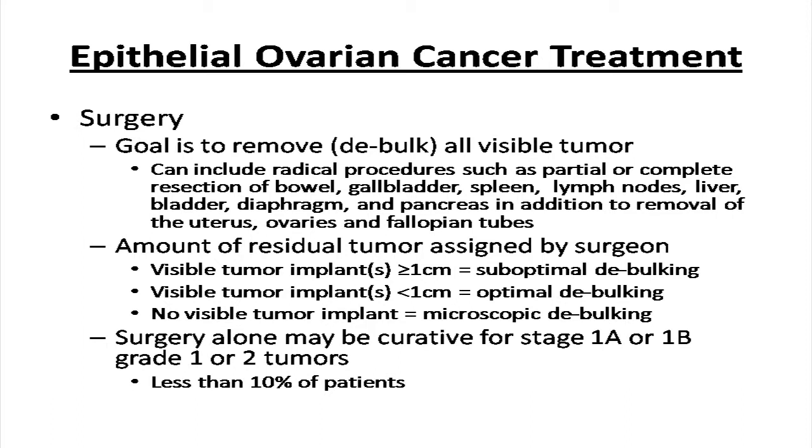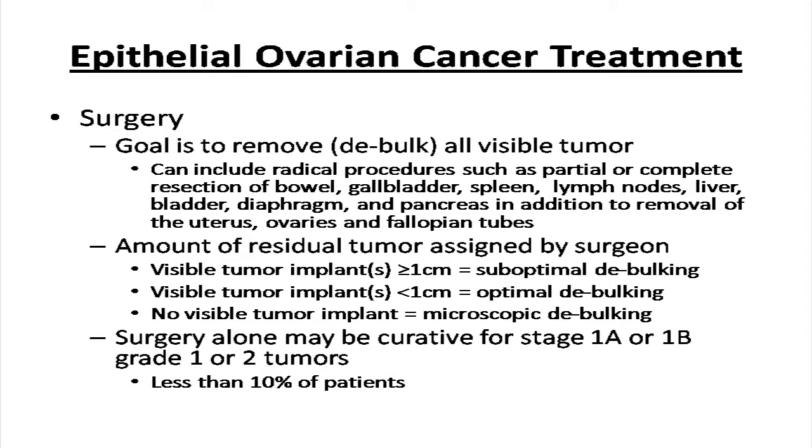It's important to note that at the time of surgery or the completion of surgery, the surgeon will assign an amount of residual tumor, and this has important prognostic implications. Visible tumor implants that are greater than or equal to 1 centimeter at the conclusion of surgery is considered suboptimal debulking. Visible tumor implant or implants less than 1 centimeter at the conclusion of surgery is considered optimal debulking. And the most favorable prognosis is associated with microscopic debulking, where there is no visible tumor implants anywhere in the abdomen or pelvis at the conclusion of debulking surgery.